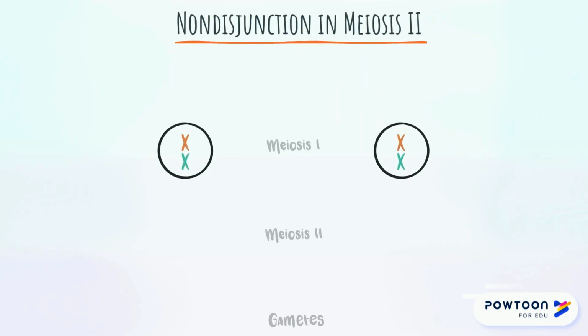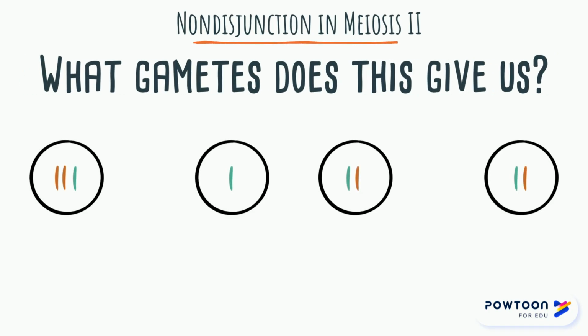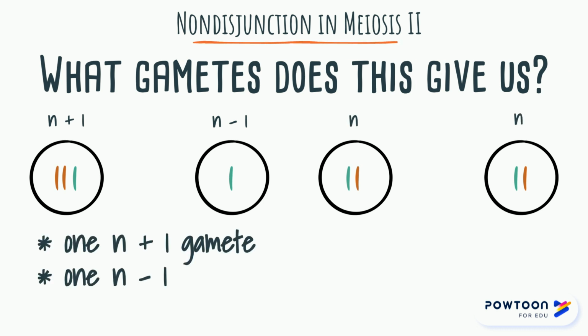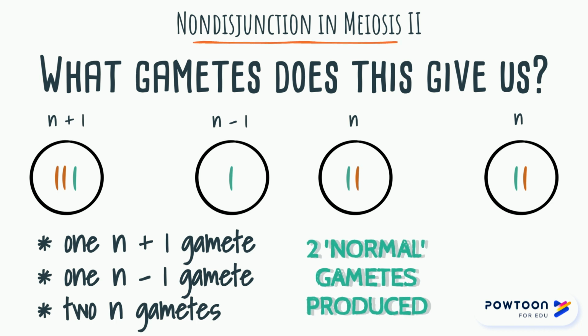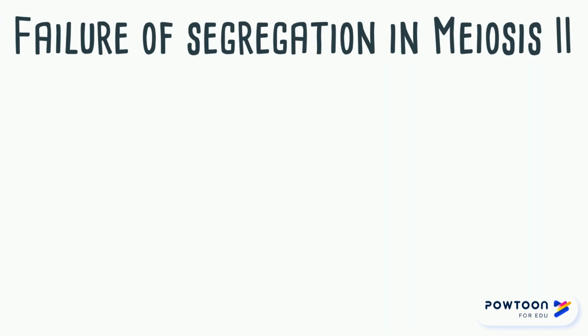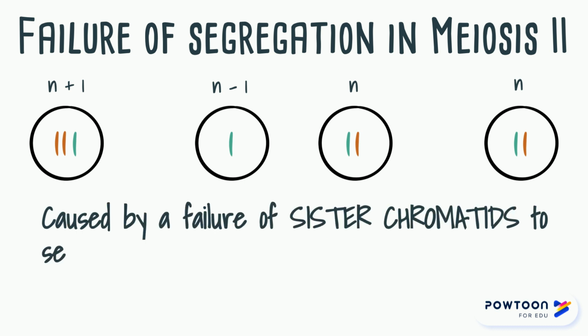Nondisjunction can also occur in meiosis II. Unlike in meiosis I, there is a chance of creating 50% normal gametes with N chromosomes being 2. There is also a chance to create N+1 and N-1. In meiosis II, the failure of segregation is caused by a failure of the sister chromatids to separate in anaphase II.